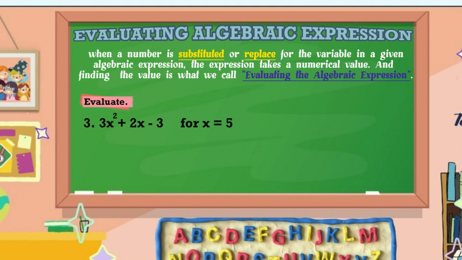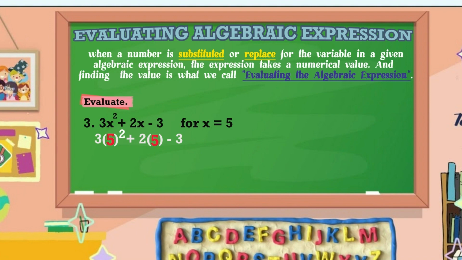Then how about if it has multi-operation mathematical expressions? So we will follow the rules of PEMDAS. Evaluate 3x squared plus 2x minus 3 where x is equals to 5. So we will replace the variable x with 5. Then copy the given coefficient, which is 3 times blank squared plus 2 times blank minus 3. Then, replace the variable x with 5 and put it in the blank. And after that, we will apply the rules of PEMDAS.